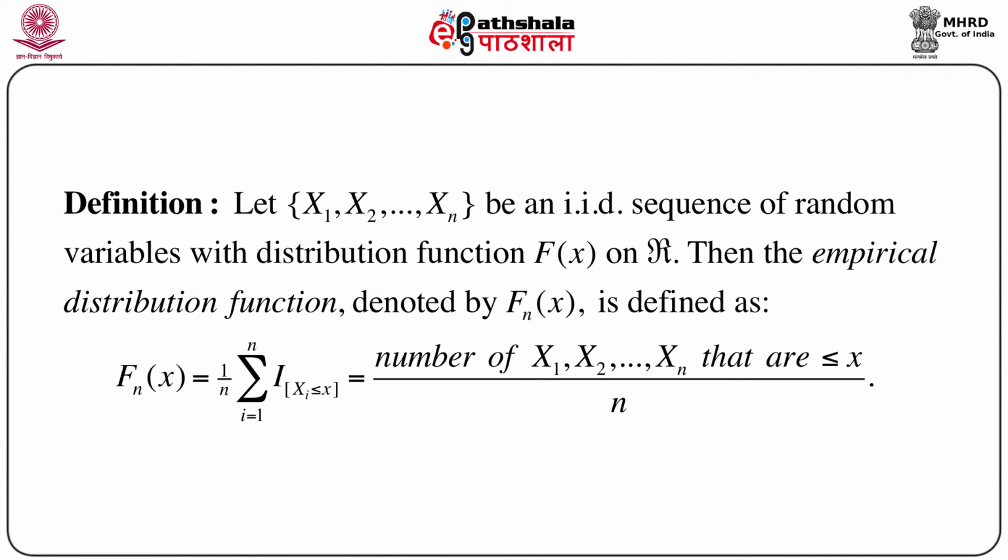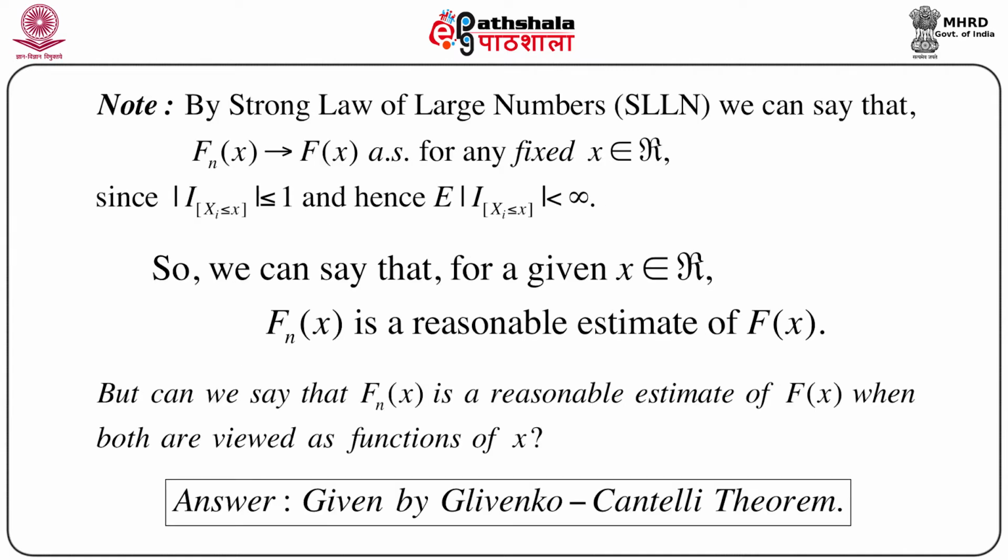So this empirical distribution function Fn(x) is pivotal in the Glivenko-Cantelli lemma, and it has a major role to play in this theorem. Note one important thing: by the strong law of large numbers, we can say that Fn(x) goes to F(x) almost surely for any fixed x belonging to R, since the modulus of the indicator of Xi less than or equal to x is less than or equal to 1, and naturally the expectation of this variable is less than infinity.